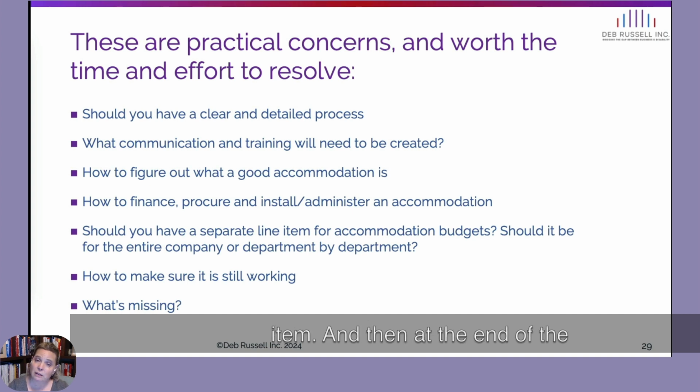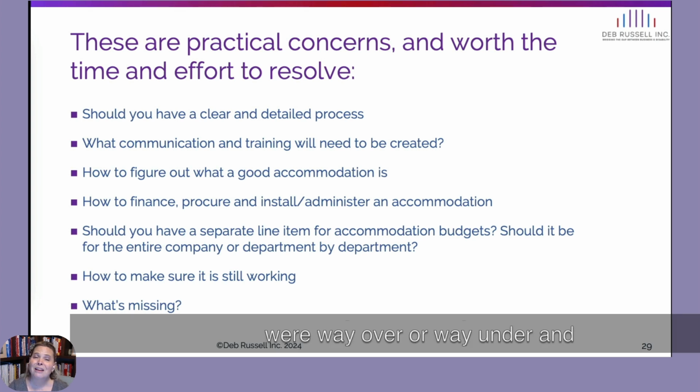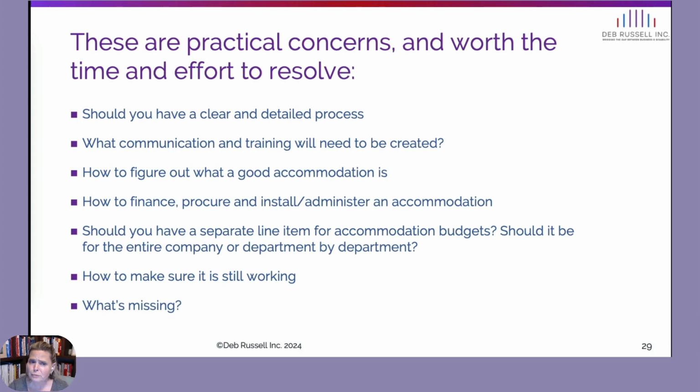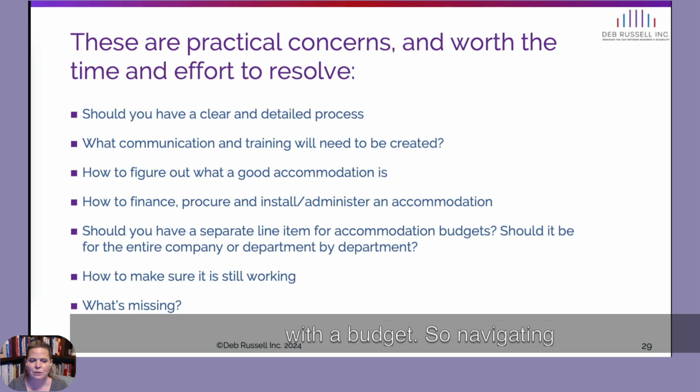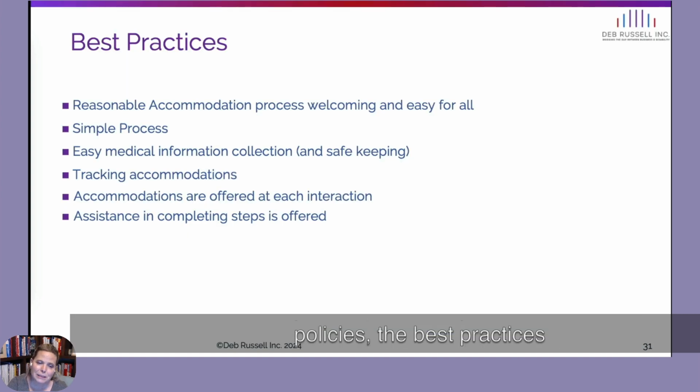And then at the end of the year, determine whether you were way over or way under, and go from there. Just know the first couple of years you are going to be off, but until you start tracking your accommodations and budgeting for this, you won't have anything to go from. And it's hard to battle the whole reasonable thing on costs. So please keep that in mind with the budget. So, navigating those budget processes and policies, the best practices. It's already covered the budget thing.